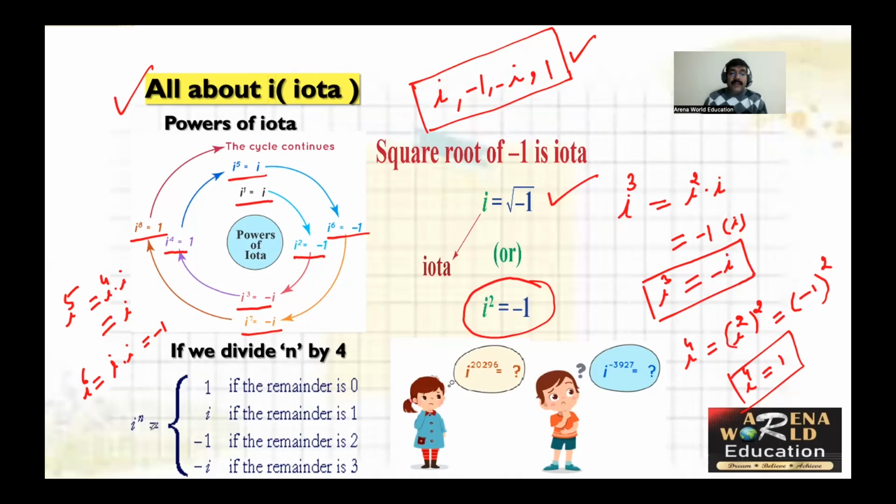Whenever we have to find the value of iota raised to power n, where n is any real number, right? Then what we do is divide n by 4.